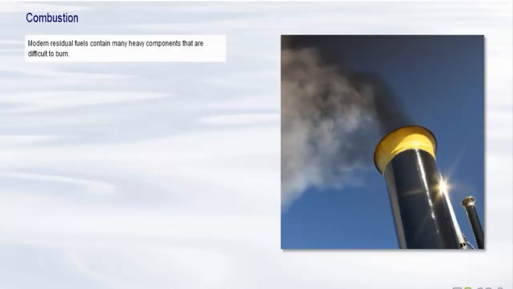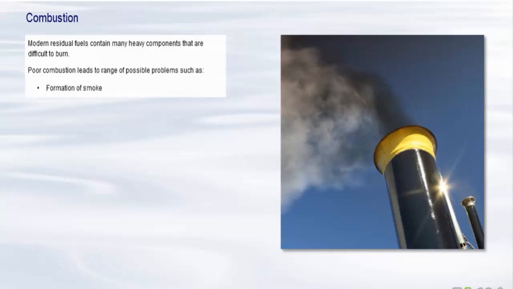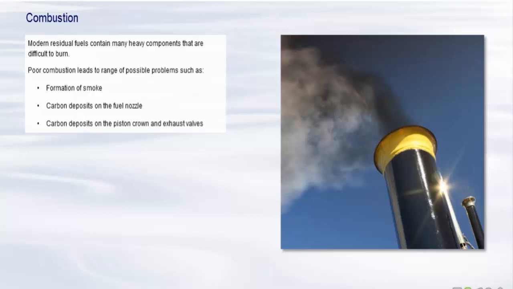Modern residual fuels contain many heavy components that are difficult to burn. This causes a delay in the combustion, which means that smoke remains in the flue gas and is emitted to the environment. Poor combustion leads to a range of possible problems, such as formation of smoke, carbon deposits on the fuel nozzle, carbon deposits on the piston crown and exhaust valves, and carbon deposits in the exhaust gas boiler.